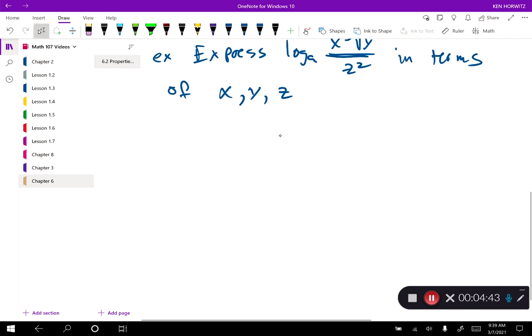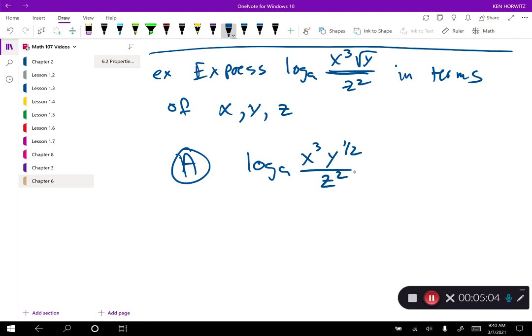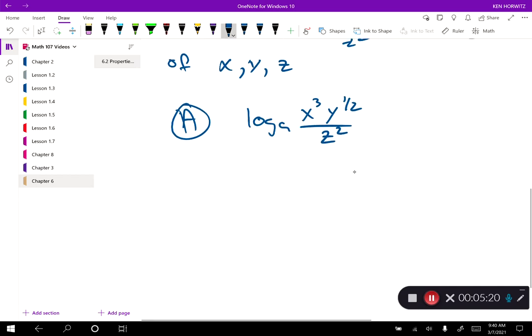So the first thing I'm going to do is rewrite my radical y in terms of a rational exponent, because I am using exponents, may as well write everything like an exponent. So my first step is going to be log base A of x cubed, y to the 1/2 over z squared. All right. And now I have everything in terms of exponents. The first thing I want to get rid of is my denominator. Denominators sometimes will cause students trouble. So we want to eliminate that denominator.